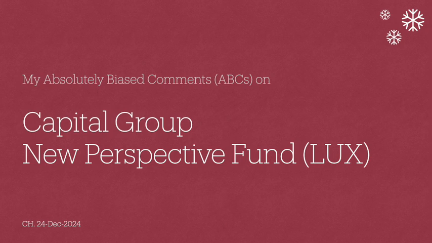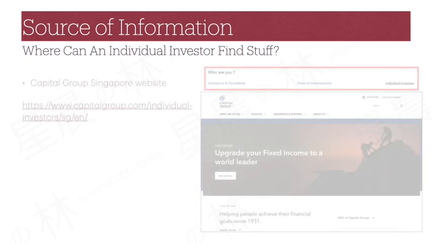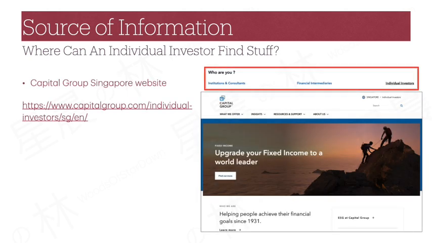In this video, I will be talking about the Capital Group New Perspective Fund. Now, the first thing we need to figure out as an individual investor is where we can obtain information and documents on the fund. Capital Group has a pretty detailed Singapore website that is further segregated by 3 investor access types. I will be referring to the individual investors' access most of the time, but will sometimes also refer to the institutions and consultants' access and the financial intermediaries' access for additional information that is not found under individual investors' access.